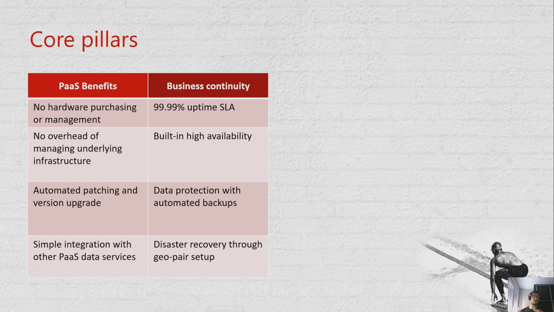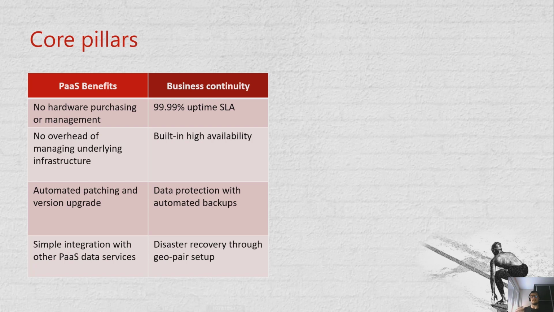So the job of maintaining the infrastructure, of patching and upgrades, is fully automated. And on the other hand, the backups of the data are fully automated, including full backups, differential backups, and log backups.